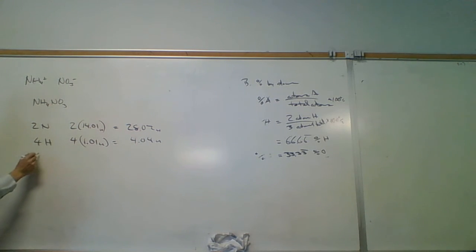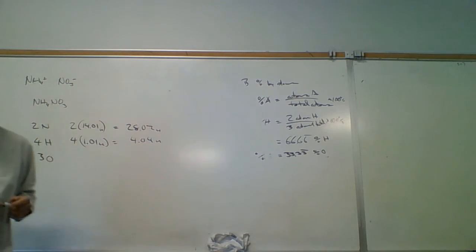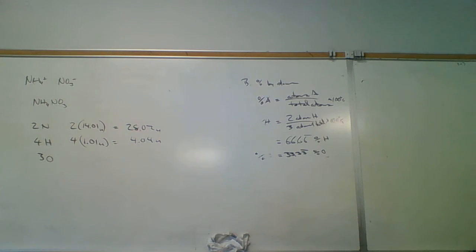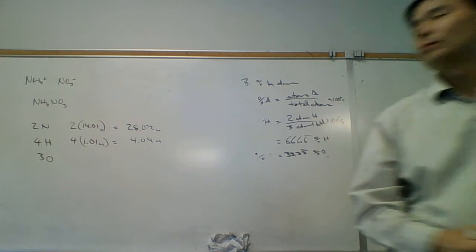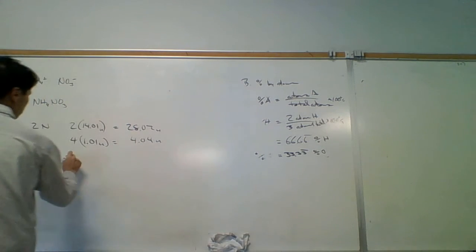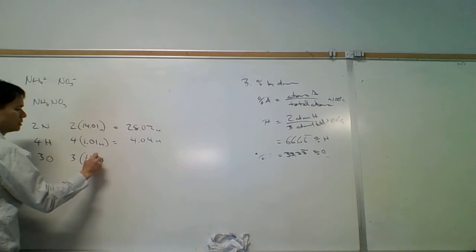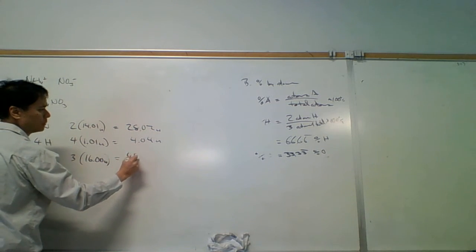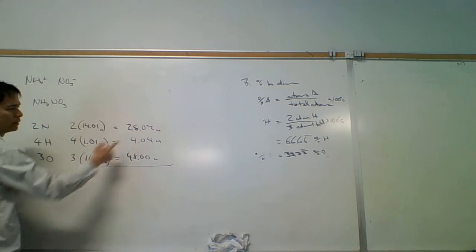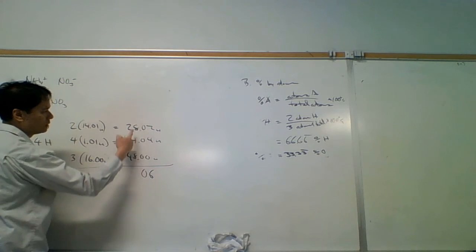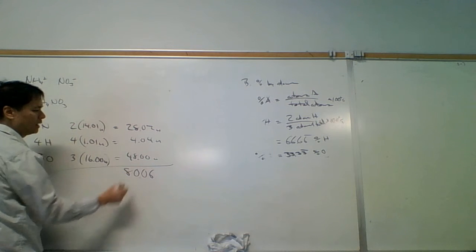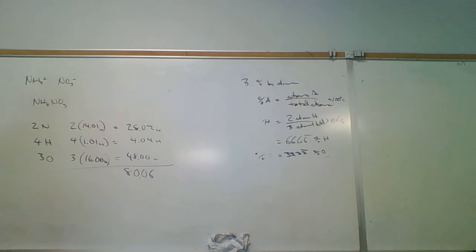And then how many oxygens? 3 oxygens. And if you look at oxygen to 2 decimal places, what would oxygen be? 16.00. So this is going to be 3 times 16.00, which would be 48.00. Okay, so that gives us 28.02 plus 4.04 plus 48.00, 80.06 u.